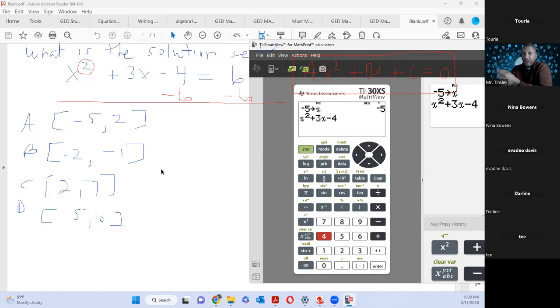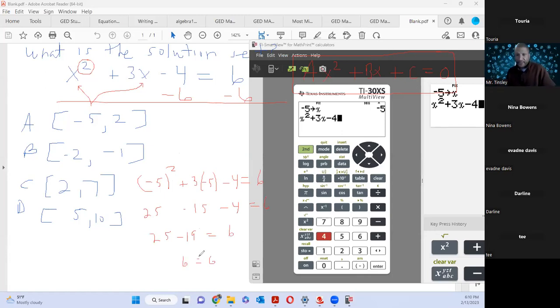When you use a calculator, what you're really doing is taking -5 and plugging it in everywhere you see x. So you have -5 squared plus 3 times -5 minus 4 is equal to 6. So 25 minus 15 minus 4 equals 6. 25 minus 19 equals 6. 6 equals 6. That's if you were doing it by hand.